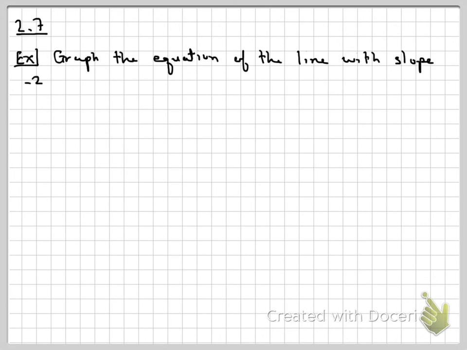Alright, so our last problem, it says graph the equation of the line with slope negative 2/3 passing through the point negative 4, comma negative 1. So for this one right here, we don't actually have to find the line. We have all the information that we need. And so the first thing we want to do is plot this point.